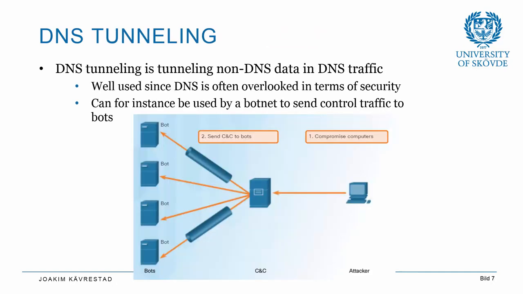We can also mention the technique DNS tunneling. And DNS tunneling is basically about tunneling non-DNS data in DNS traffic. And this is quite well used, since DNS is often overlooked in terms of security. And this can, for instance, be used by a botnet command and control device to send command and control traffic to bots. So you use the DNS protocol to send commands to your bots to, for instance, start an attack.